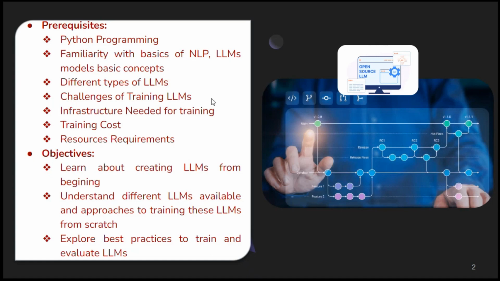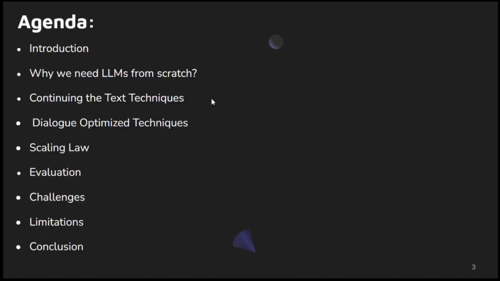That means we are going to explore different types of large language models to uncover the challenges of training them, and delve into the infrastructure details that are needed, the cost involved, and the resources required to complete the task. So if we talk about our objective, it's simple. We are here to learn how to create large language models from scratch. You have to understand the variety of large language models out there and find out how to train and evaluate them efficiently and effectively.